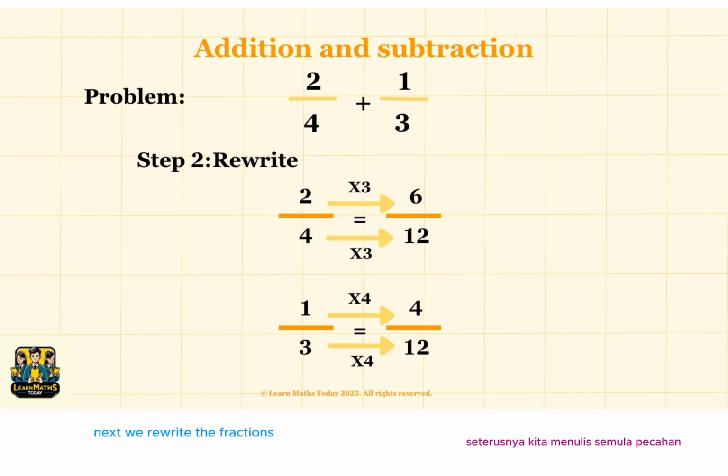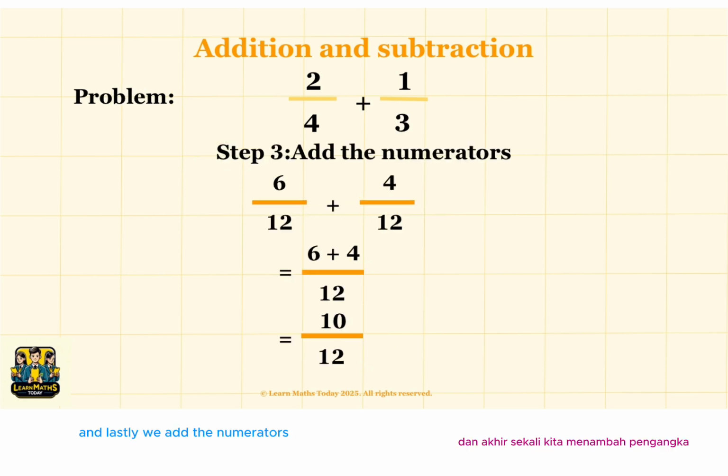Next, we rewrite the fractions such that the denominator is 12. And lastly, we add the numerators to get a final answer of 10 over 12.